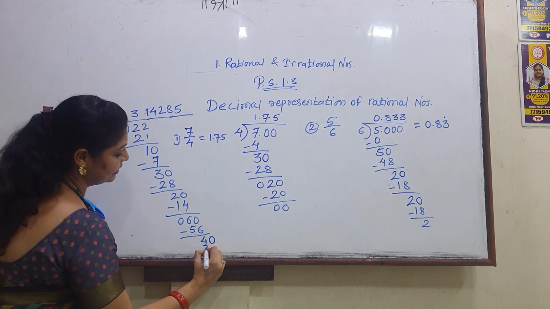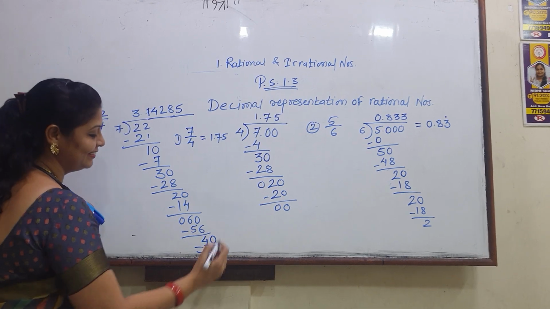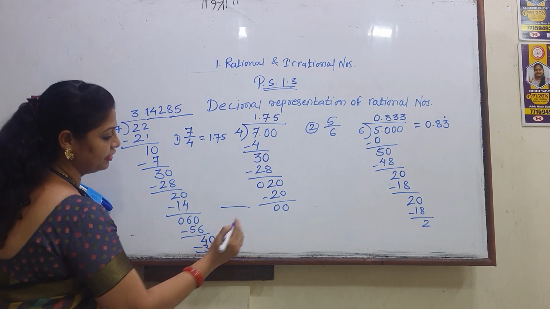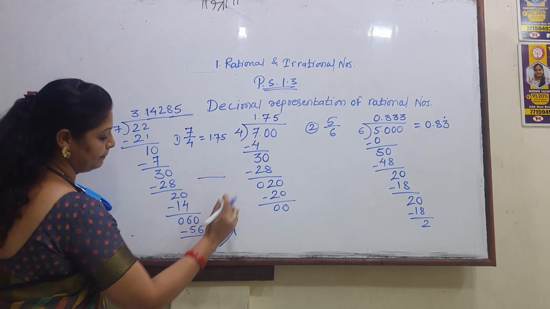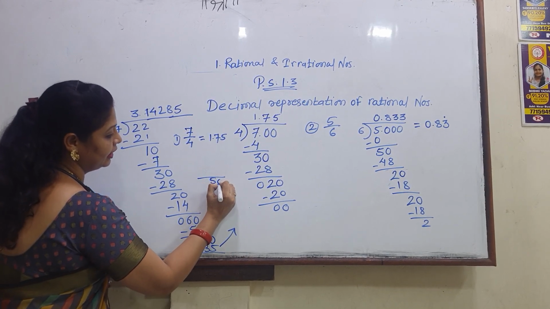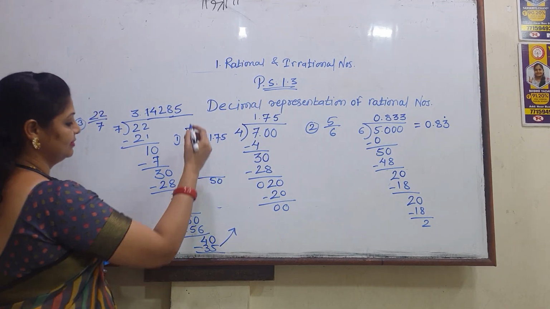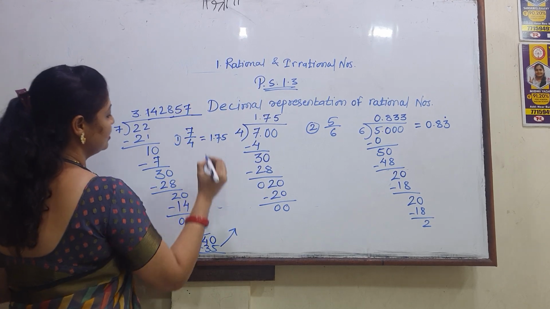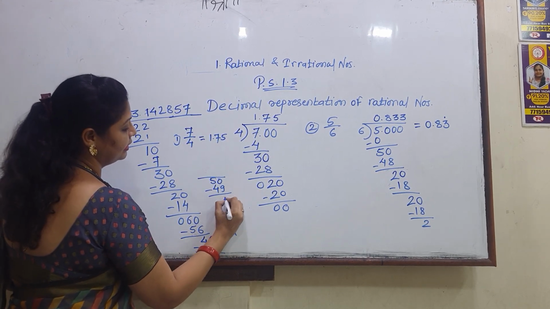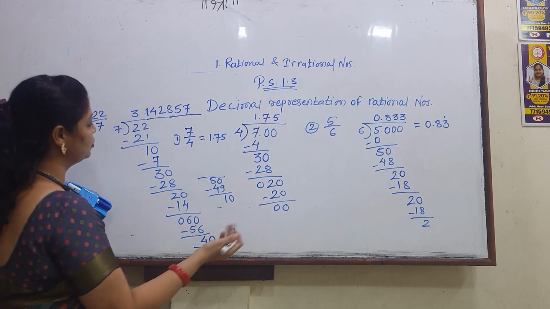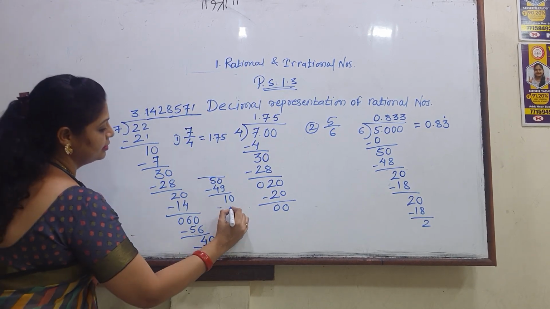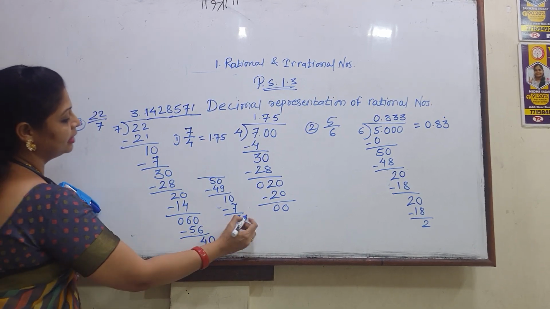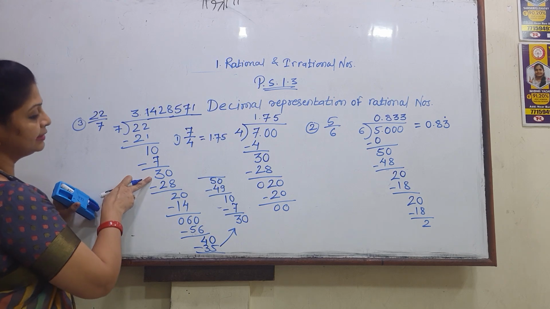Seven fives are 35. So 40 minus 35, we get 5. Again we put 0 there. Seven sevens are 49. Then again we get 1 there. We put 0 again. Now 7 ones are 7. Again we get 3 there. Now see children, again we put 0 over there, so again 30 is there.